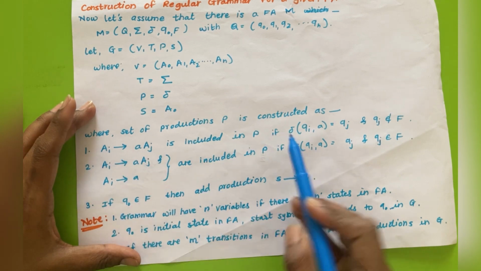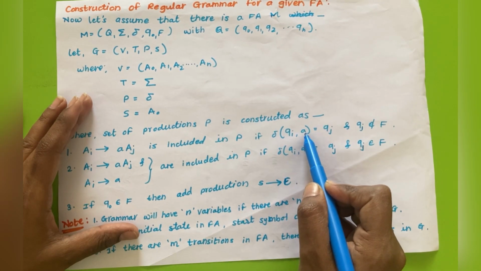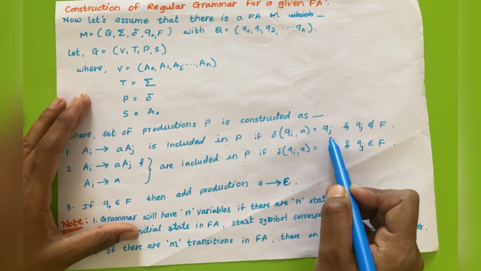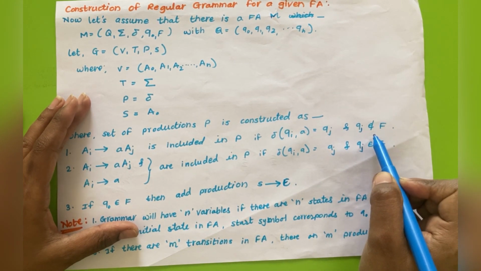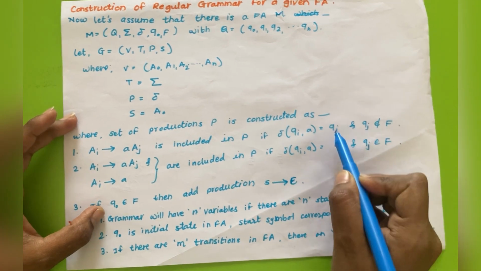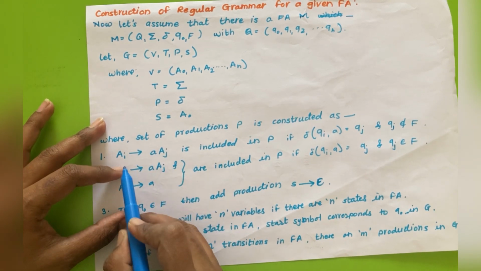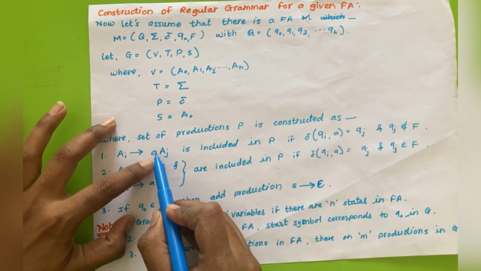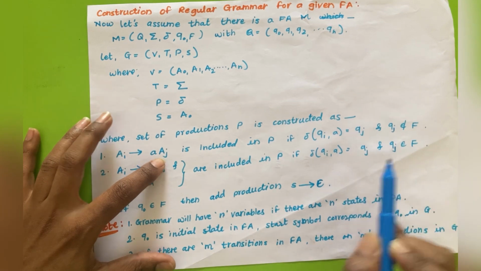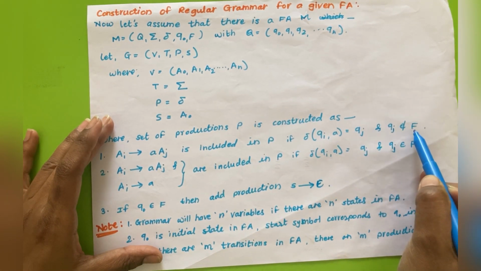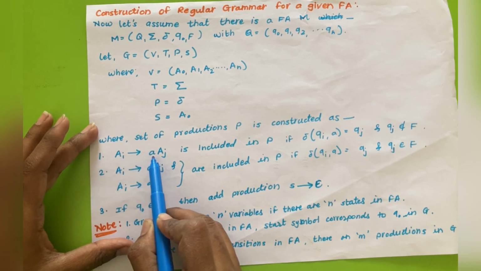Suppose we have a transition of the form delta of Qi comma a is equal to Qj. If we supply input a to state Qi, the output state is Qj, and if Qj is not a final state, then for this transition we add a production of the form Ai tends to a Aj. Here Ai corresponds to Qi, small a corresponds to the input a, and Aj corresponds to Qj. So if the output state is not a final state, or does not belong to set F, then we add only one production, that is Ai tends to a Aj.